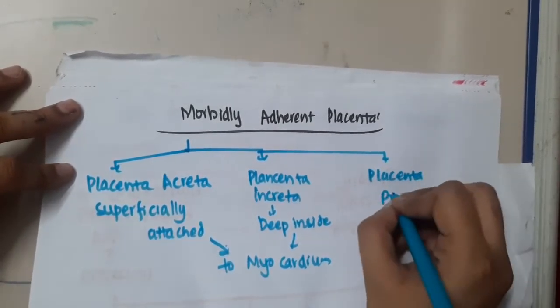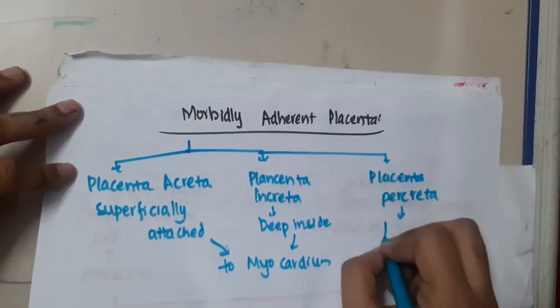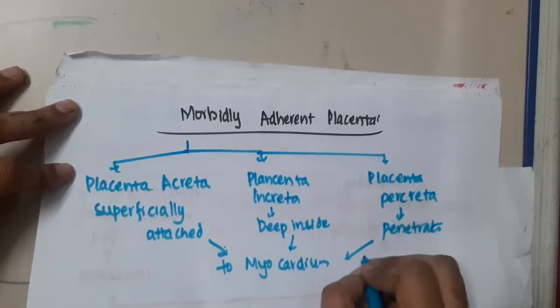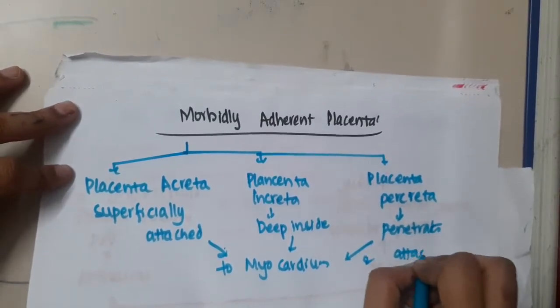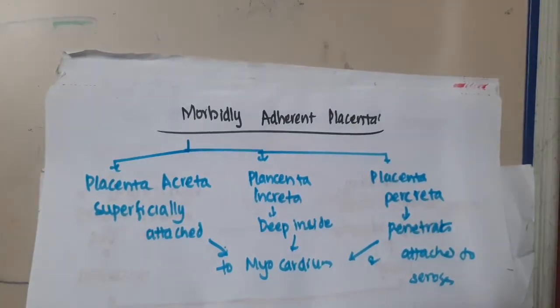Whereas placenta percreta. Percreta is P for P, penetrates myometrium and it is attached to serosa. It penetrates myometrium and it is attached to serosa.